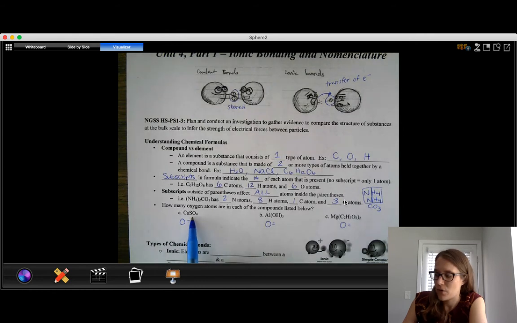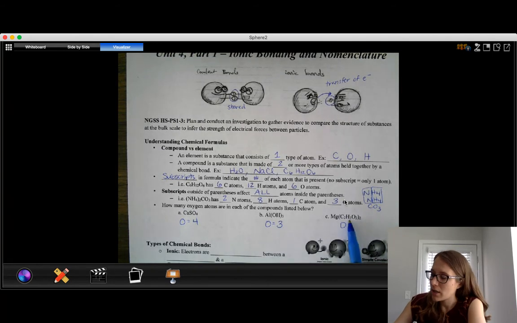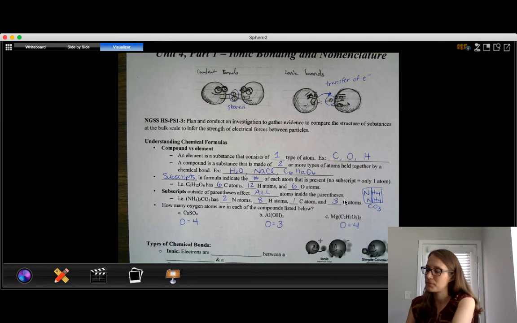All right, so O4 should have been pretty easy. The next one here, the oxygen is in parentheses. So there's 1 oxygen here, but then outside the parentheses there's 3. So that means there's 3 oxygens. And then over here I have 2 oxygens, but then outside the parentheses there's a 2. So 2 times 2 would be 4 oxygens.